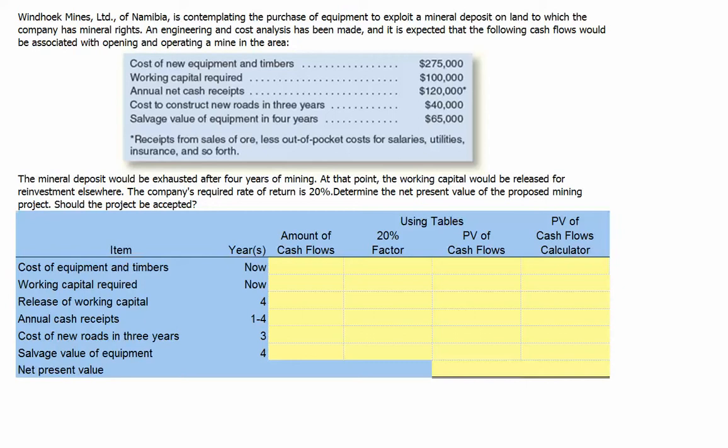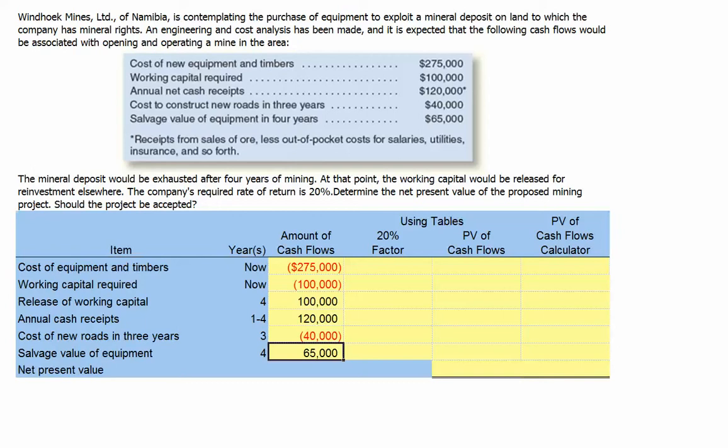There will be an initial cash investment of $275,000 at the beginning of the project to pay for equipment and timbers. There's an initial working capital investment of $100,000, which of course is released or recovered at the end of the project in 4 years. The annual operating cash flows associated with operating the mine are expected to be $120,000 per year. We're going to need to spend an additional $40,000 in year 3 to build new roads, and the equipment is expected to have a $65,000 salvage value at the end of the 4-year project life.